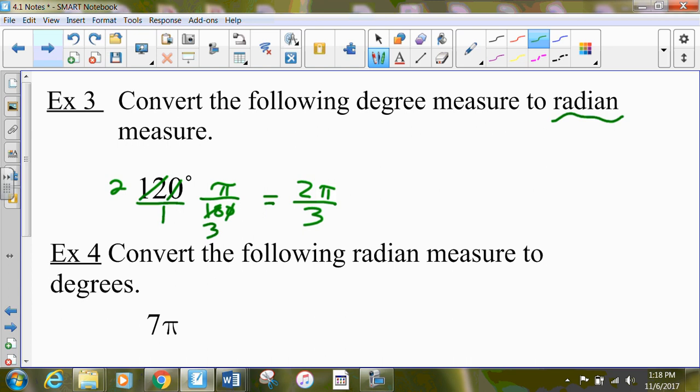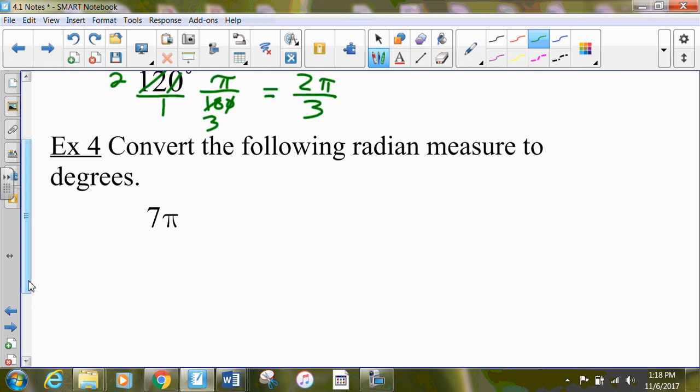That means the measurement of 120 degrees is the same measurement as 2 pi over 3 radians, or 2/3 pi radians. Okay, so when we're looking at example 4 and we want to convert 7 pi to degrees, we know we want to get rid of the pi, so it goes on the bottom. We're going to get rid of the pi, and I'm going to have to grab my calculator. What is 180 times 7? Okay, 1260.